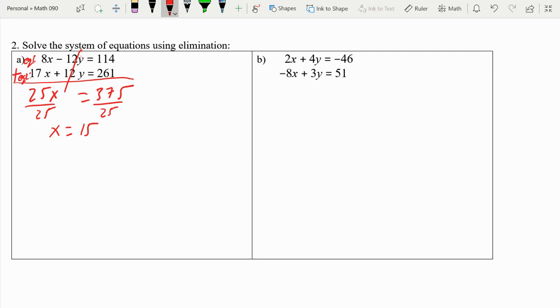Again, you could plug in X for either one of those equations. I'm lazy. I'm going to pick the smaller numbers, so I'm going to plug it into equation 1. All right. 8 times 15 minus 12y is equal to 114.